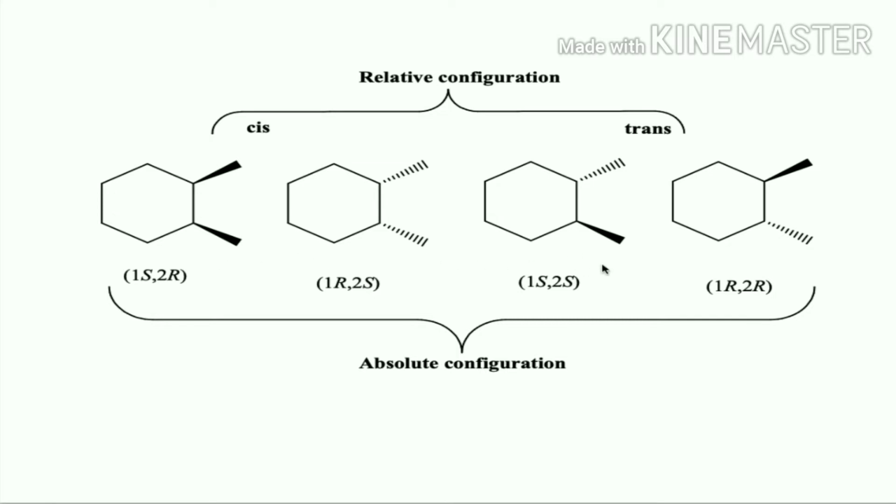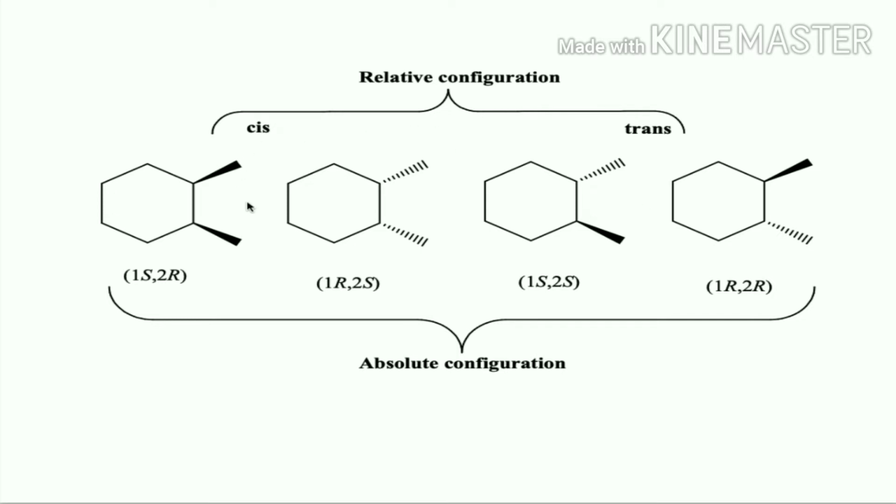So here this molecule is a very good example of a molecule which has a chiral center, and at the same time it has a relative configuration as well as an absolute configuration. In such a case, relative configuration is not sufficient. We need to go for the absolute configuration assignment.